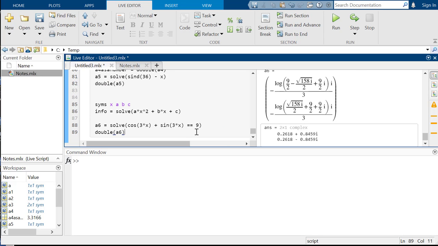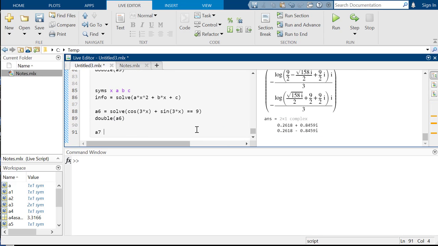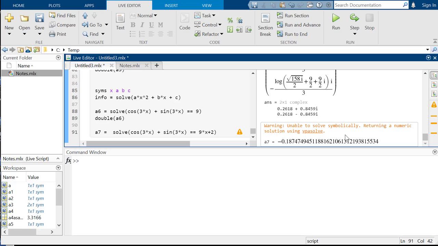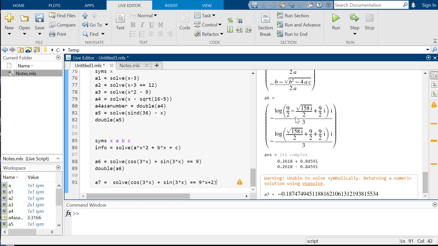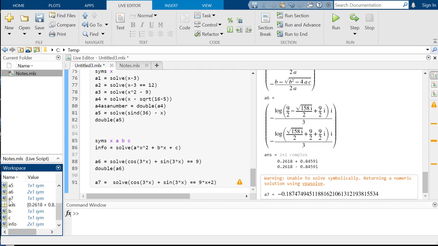So I'm going to show you a7, right? Instead of saying it's equal to 9, I'm going to say it's equal to 9x plus 2. And I can't actually solve this symbolically. So basically what it does to solve this, so this is an exact answer up here. This is an exact answer, and this is an approximation. This is also an approximation. And it is still a symbolic approximation, which is even weirder.